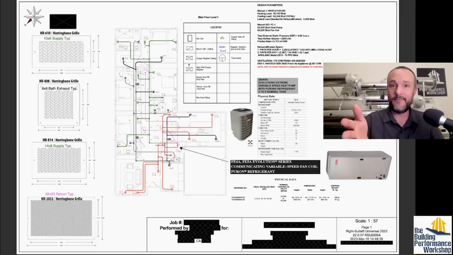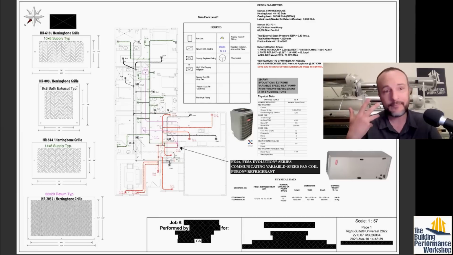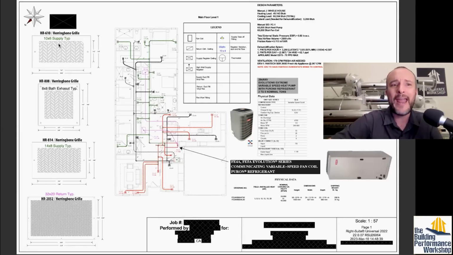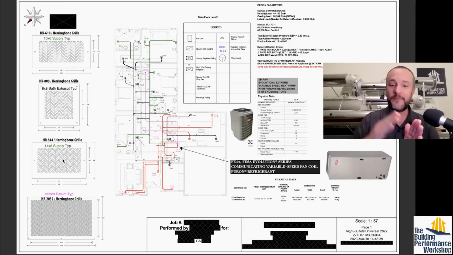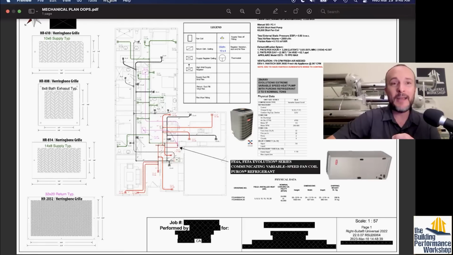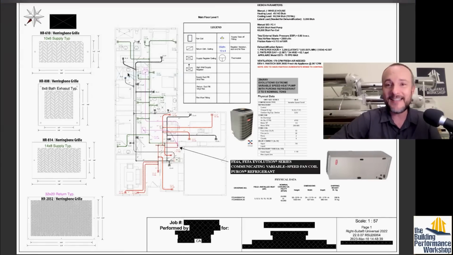Now, I'm not trying to pick on the guy who built this, but the fact that we've gotten all the way to specifying the particular kinds of grills that we're going to put on the supplies and the returns, what you always start with is the Manual J. Every other calculation, the Manual S, which is the equipment selection, the Manual D, which is the duct design, and in this case, the Manual T, which is the termination, the grill selection, hinges on that Manual J. And this is why this Manual J, I don't think exists.